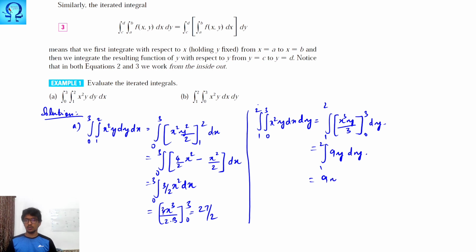And this is 9y squared upon 2 over the limit 1 to 2. So 9 upon 2 is a constant. So 4 minus 1, this is what we are going to get. And this is simply 27 upon 2. So the same result we are getting. Okay. And the second one, actually they are the same, right? So this is A and this is B.